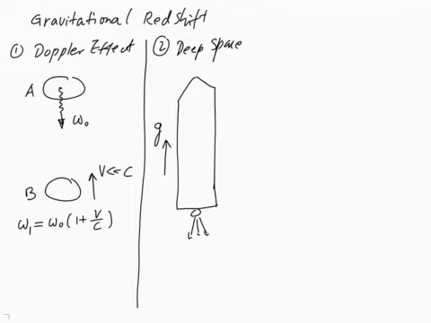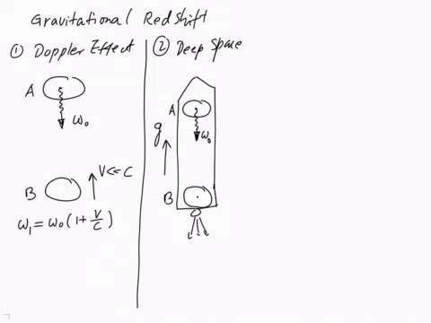Inside that rocket, we have two objects, one is A, another is B. Let's say A again emits light at omega 0. What would B receive or observe in terms of frequency? In this case, at the moment the light left source A and started traveling towards B, B had the same speed as A.